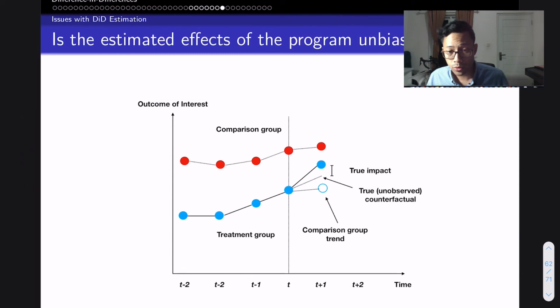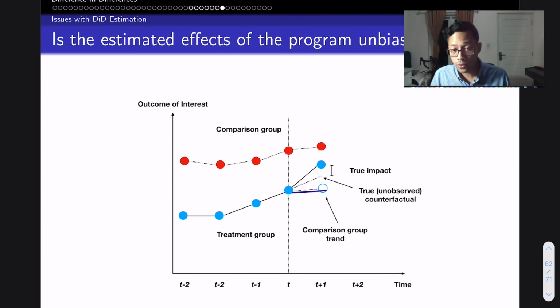Since we're using the control group as the counterfactual for the treatment group, you can see that the comparison group trend is actually flat because the comparison group outcome is relatively flatter across periods. On the other hand, as you can see, the trend in the treatment group is actually a bit steeper than the comparison group. So the trend in the comparison group is relatively flat, but the trend for the treatment group is actually a bit steeper.